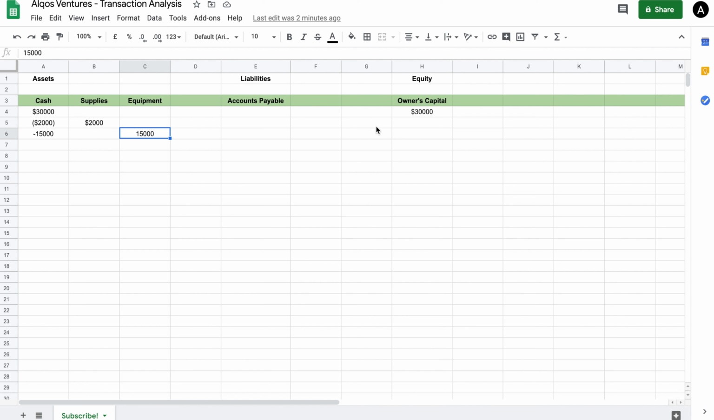So question one, you have to ask yourself, what are the accounts that are affected? Question two, you ask yourself, is the accounting equation balanced?